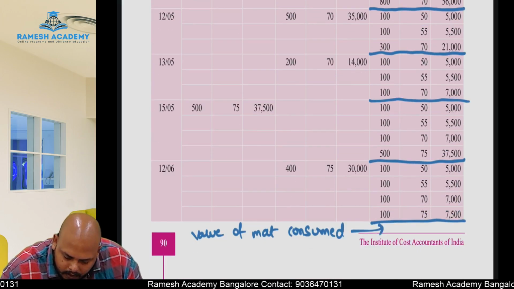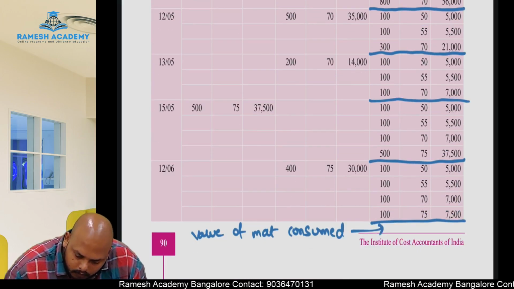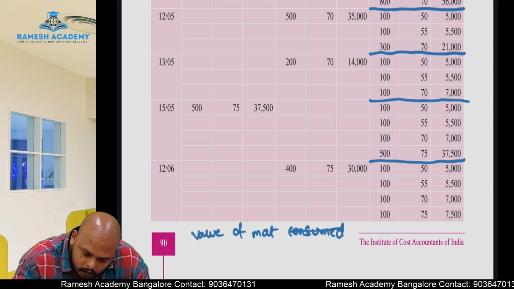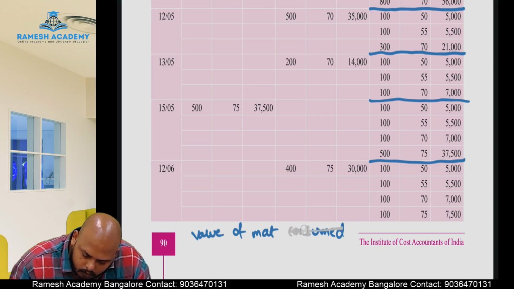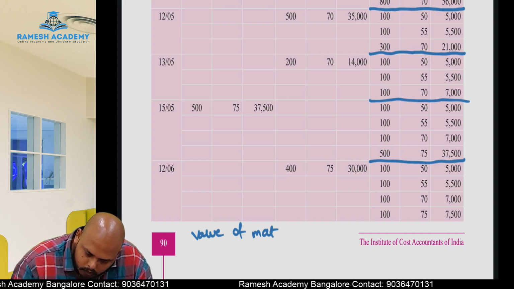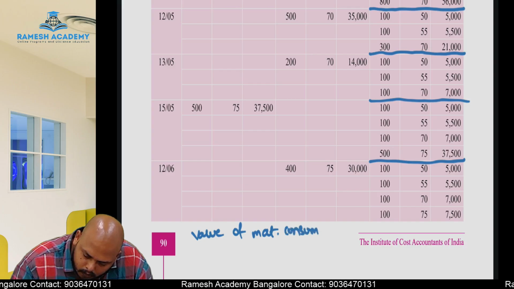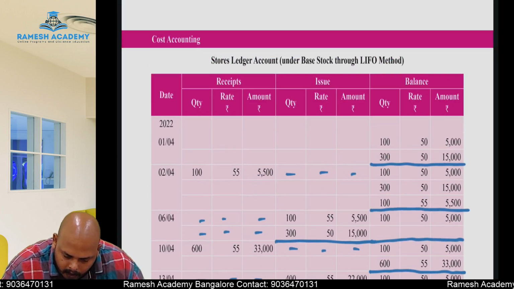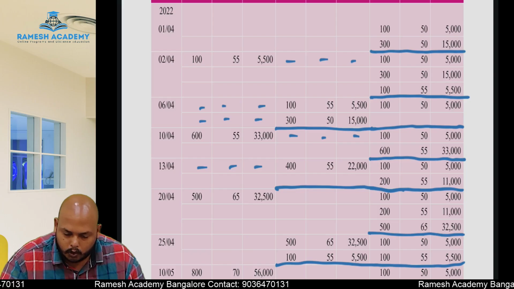Value of materials consumed means we have to take issues. Now, what do we have to take? Value of material consumed is equal to all the issues we have to add. Issues is nothing but consumption.